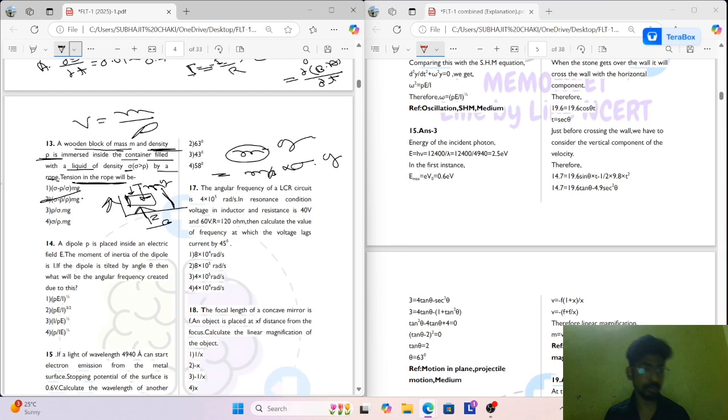Then question 14: a dipole P is placed inside an electric field E. The moment of inertia of the dipole is I. If the dipole is tilted by angle theta, then what will be the angular frequency created by this? Angular frequency means omega, you have to calculate.